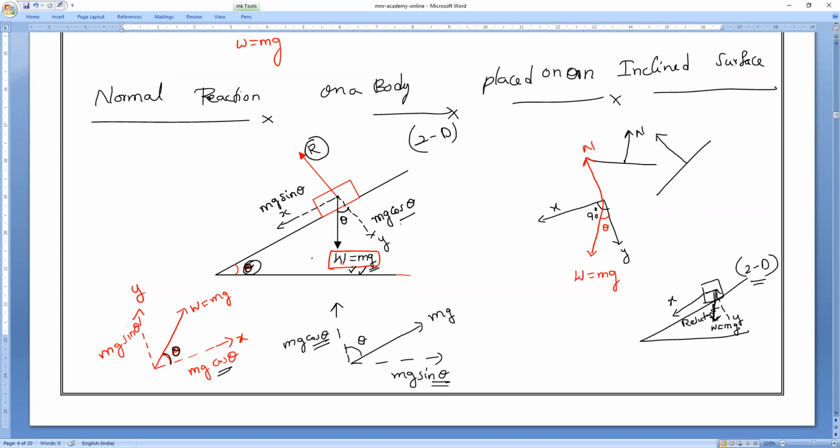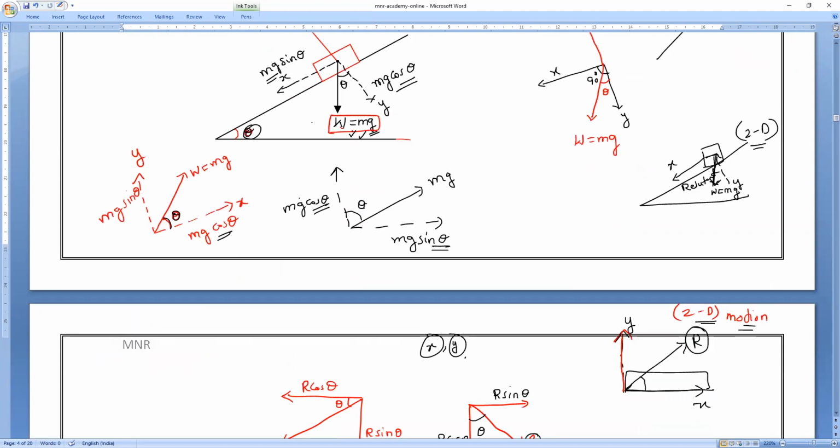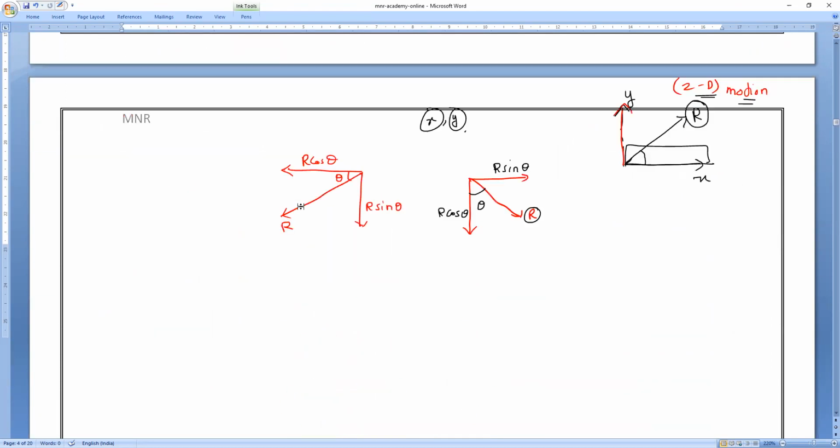So one is mg cos theta and another one is mg sin theta. Everybody clear? Mg sin theta. Understand, all of you? If you want, you can draw the FBD. FBD means free body diagram.